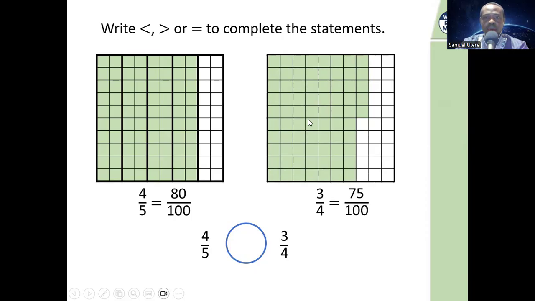So if we arrange this, it looks like this. So we can now use the correct symbol because we can see that 4/5, which is 80 hundredths, is greater than 3/4, which is 75 hundredths.